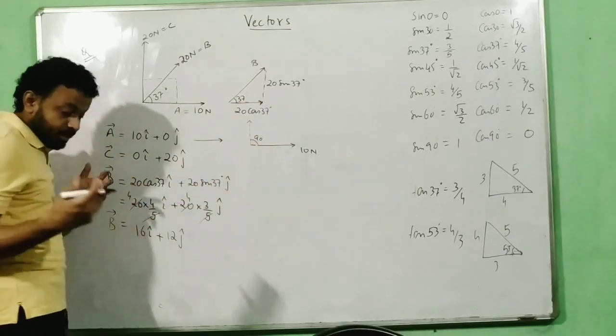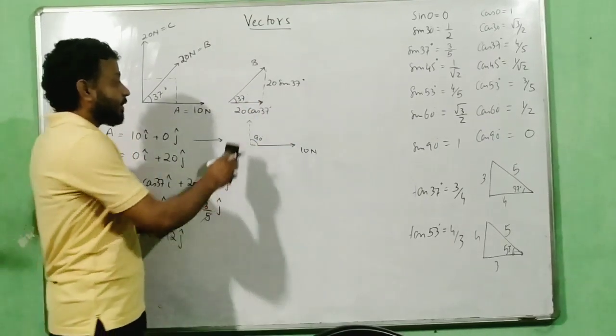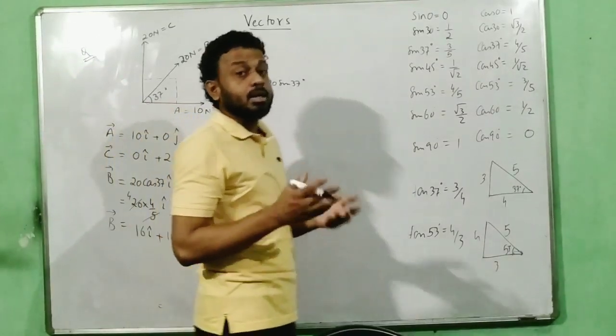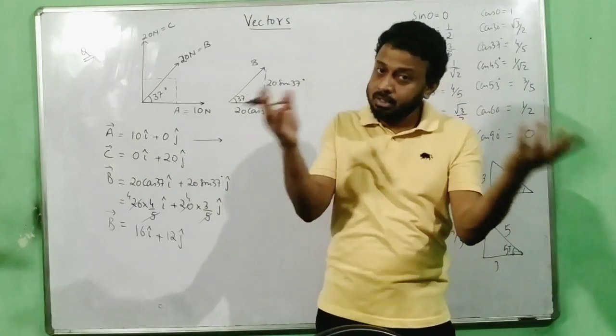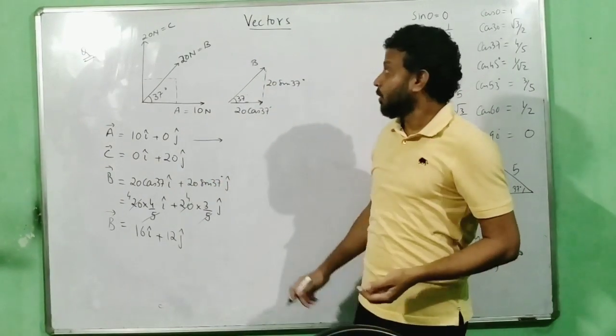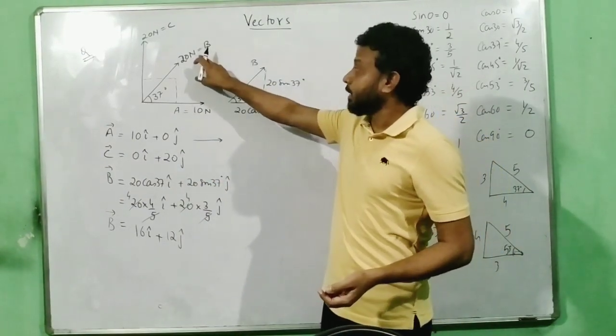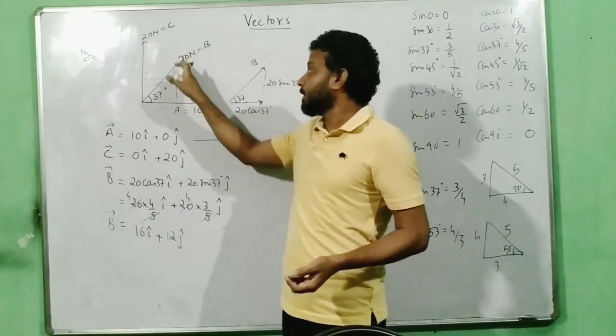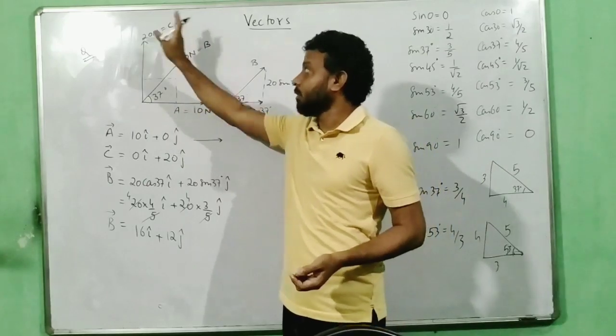So this is a general rule. If a vector is acting along x direction, it has nothing in y direction. If a vector is acting along y direction, it has nothing along x direction. Only this 20 Newton B vector will have something along x direction and something along y direction. This will have nothing along x direction. This will have nothing along y direction.